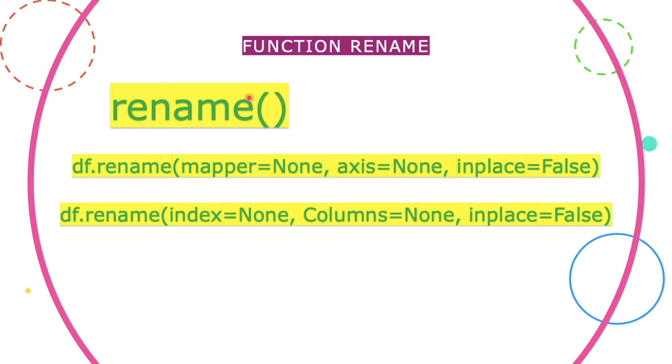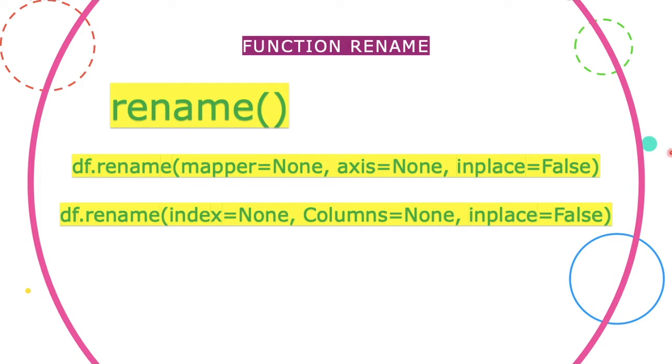Let's get started with the rename method, a method that simply renames the index or column labels in a data frame. Through this method we can rename the index labels or the column names using the rename function. This is the basic syntax of the rename method. We use the data frame object along with the dot notation and the function name. We can use either of these syntaxes. Both are the same.